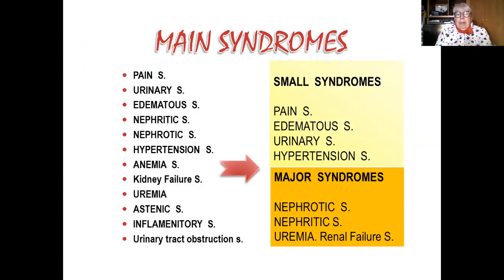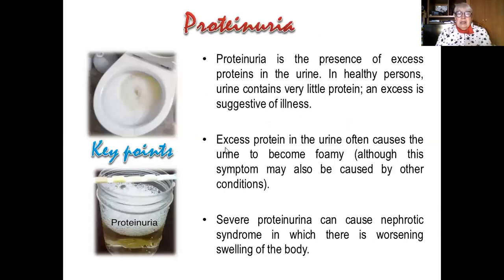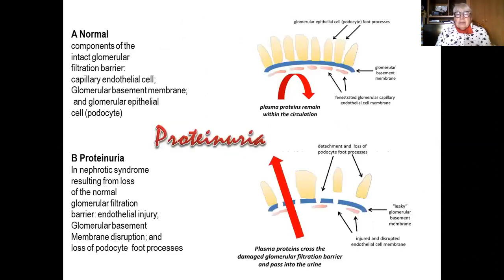What are they? Nephrotic syndrome, nephritic syndrome, uremia, renal failure syndrome, and the basic one, nephrotic syndrome, and the basic sign of it is proteinuria. It is the presence of proteins in the urine. And key points for the first, foaming urine while urination, and only severe proteinuria can cause nephrotic syndrome.